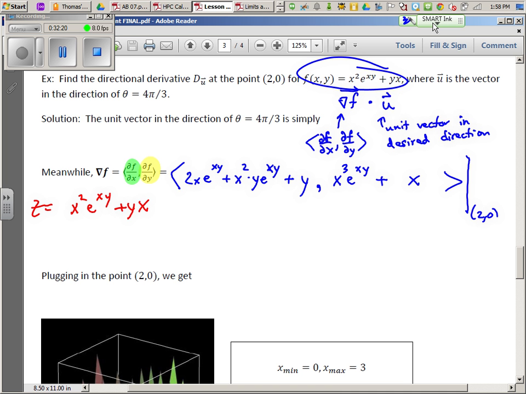Let's go ahead and plug in the 2 and the 0. And this is just going to all clean up real nice. All the y's are zeros. So this is just going to become 4 e to the 0 plus 4 times 0. So this first component, even with the last y there being 0, is just 4. In fact, the answer to this problem is 4, 10. That's the answer, 4 comma 10.